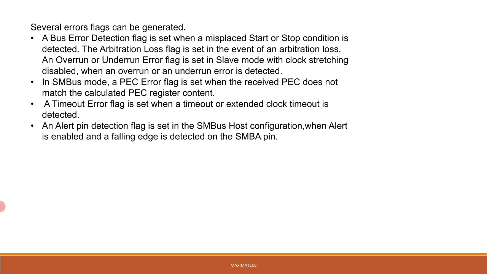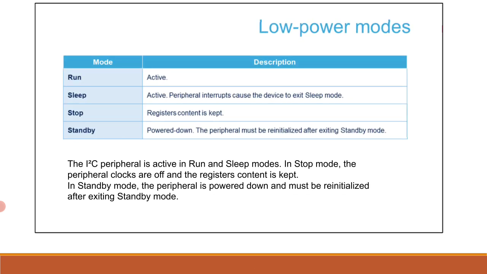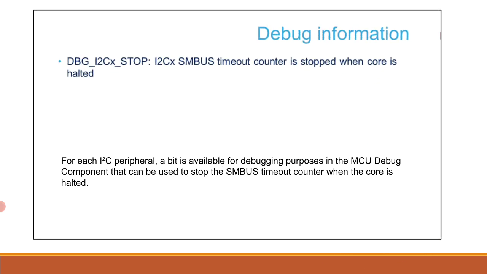So let's quickly move on to the low power mode. I2C is active in run and sleep modes. You can see in this table. In stop mode, the peripheral clocks are off and the register content is kept. In standby mode, the peripheral is powered down and must be reinitialized after exiting standby mode. Regarding the debug information, the I2C SMBus timeout counter is stopped when the core is halted.